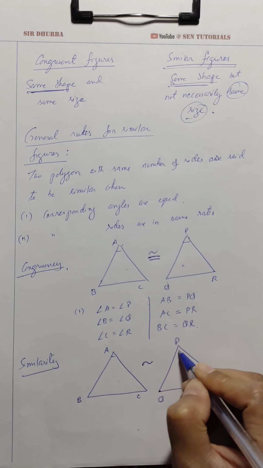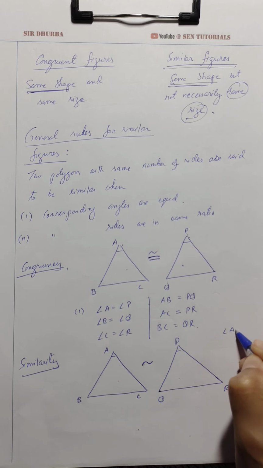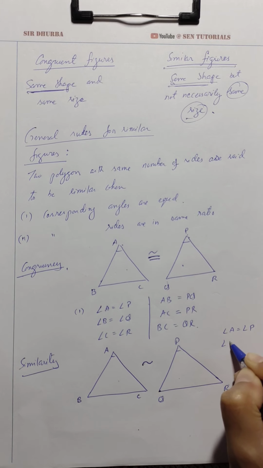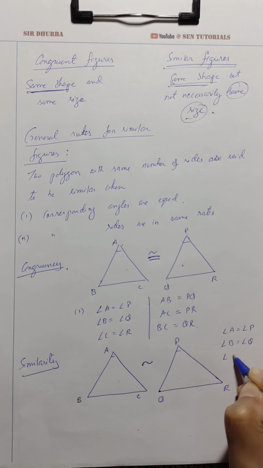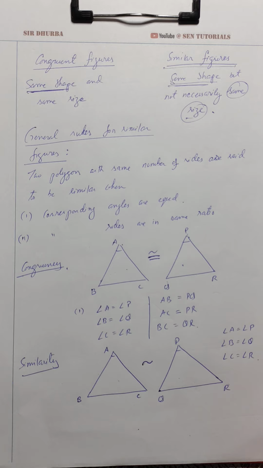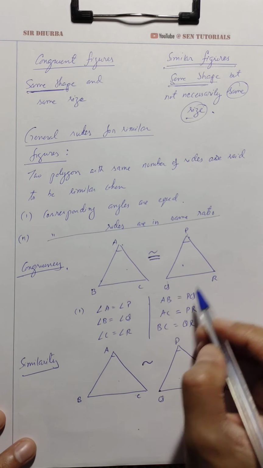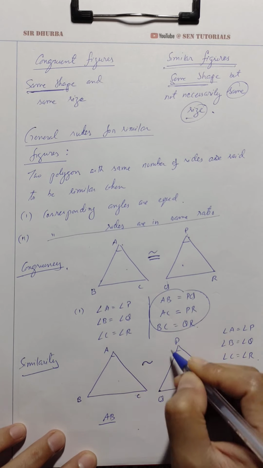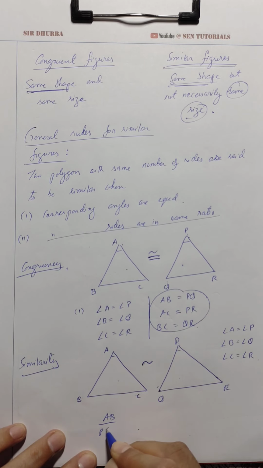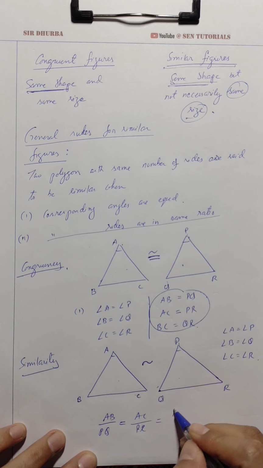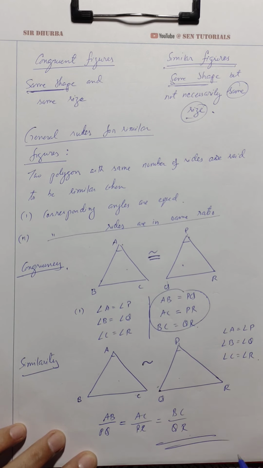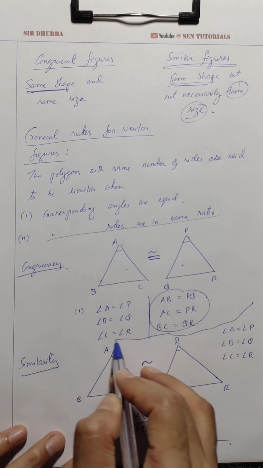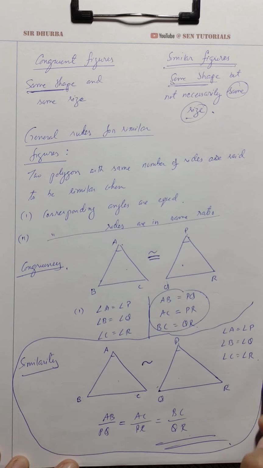Here also the first condition is, as I said, corresponding angles are equal. So angle A equal to angle P, angle B equal to angle Q, angle C equal to angle R. But the corresponding sides not equal, but they should be in the same ratio, that is AB by PQ, which should be equal to their ratios, proportional. AC by PR should be equal to BC by QR. So for similarity, this is the condition, and in class 10 we are going to be dealing with this condition only.